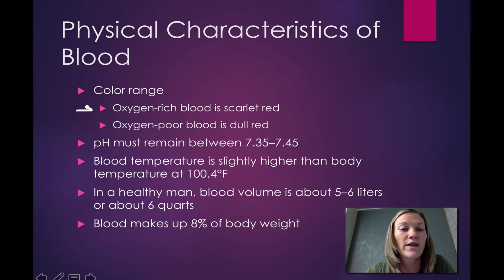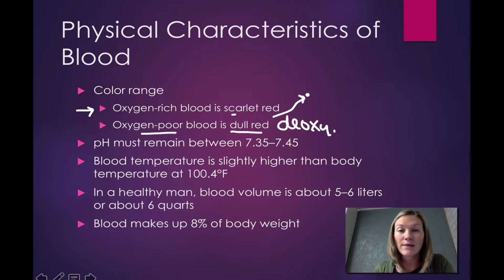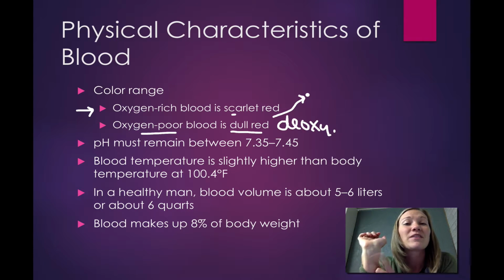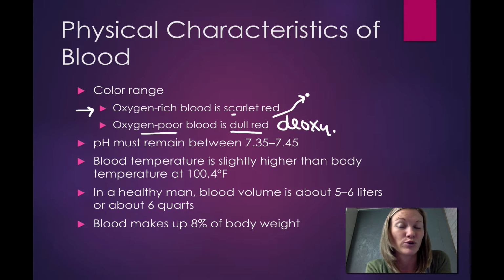Most people know that really oxygenated blood is scarlet red. However, oxygen-poor blood, sometimes called deoxygenated blood, is a dull red, almost a brick red color, a really dark red. And most people tell me, well, Mrs. Reichelt, when I look at my veins, I see that they're purple, so our deoxygenated blood is actually blue.